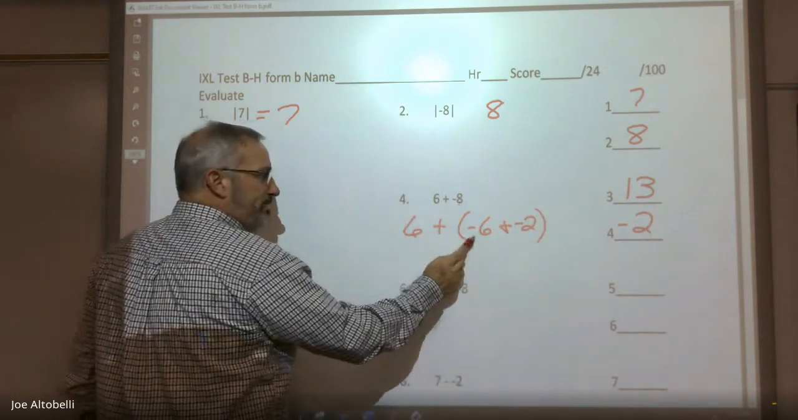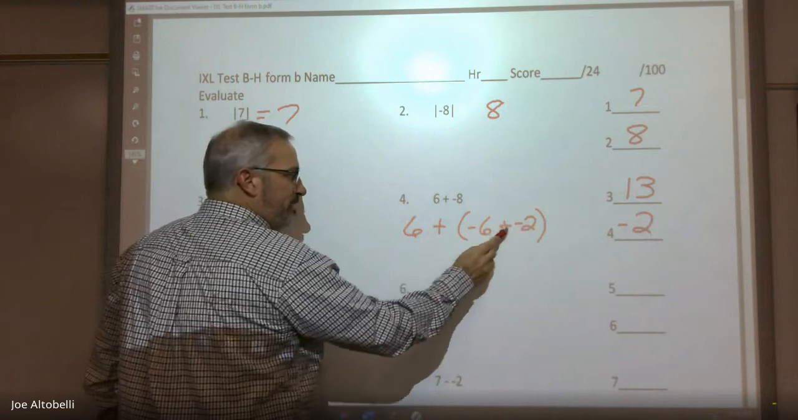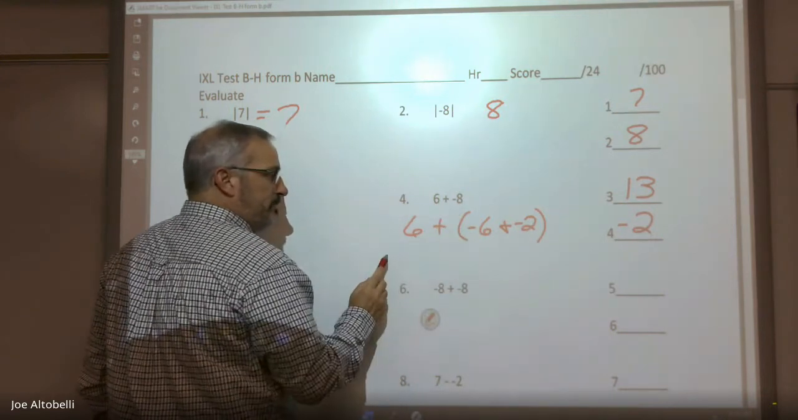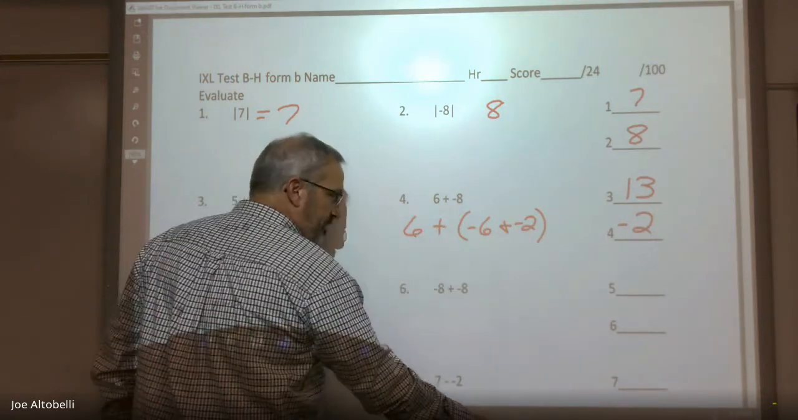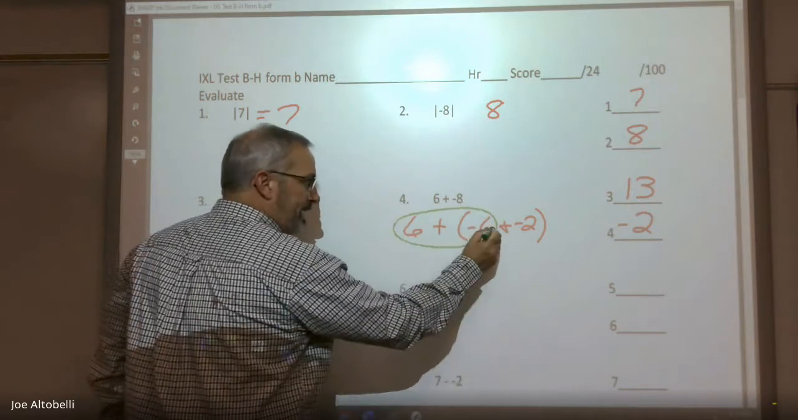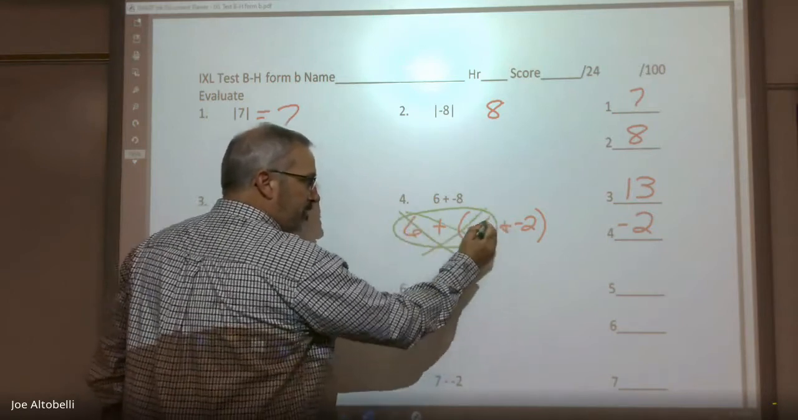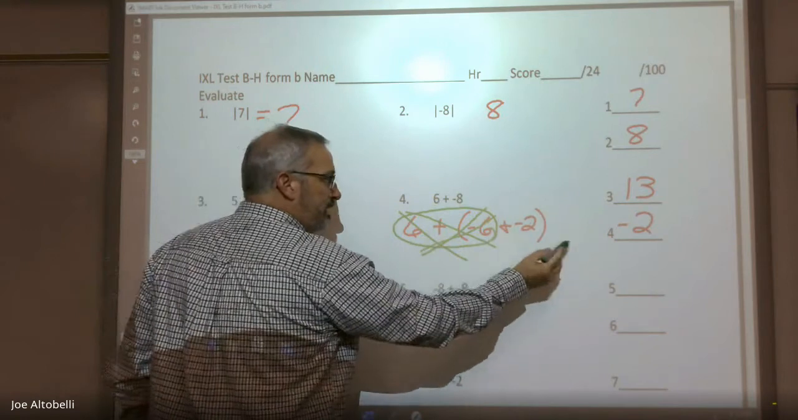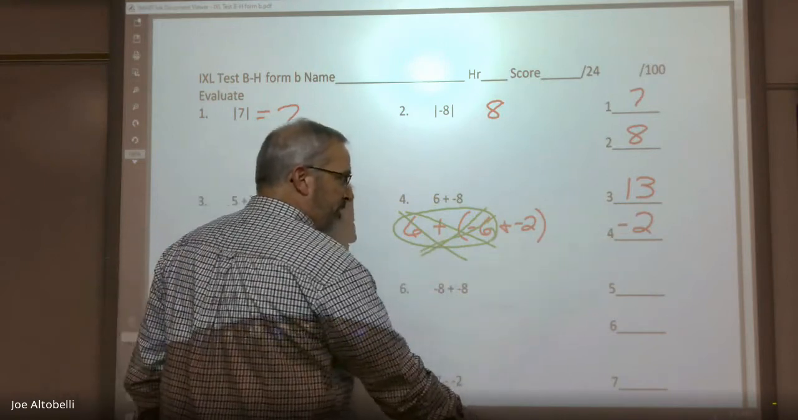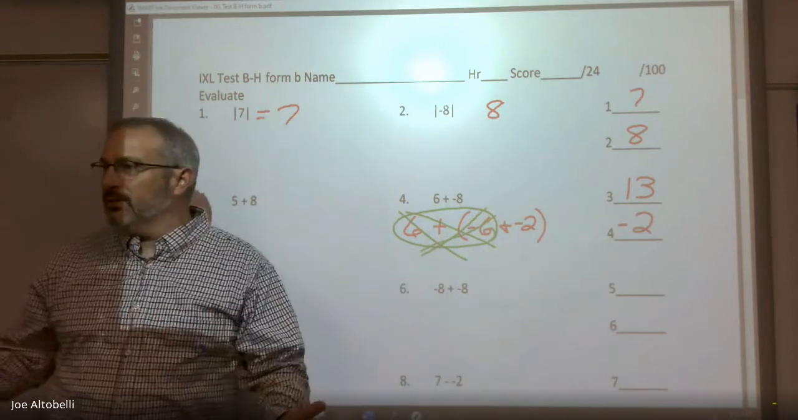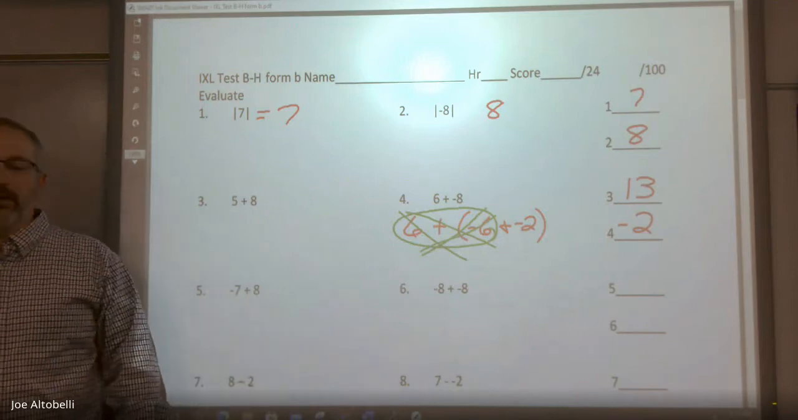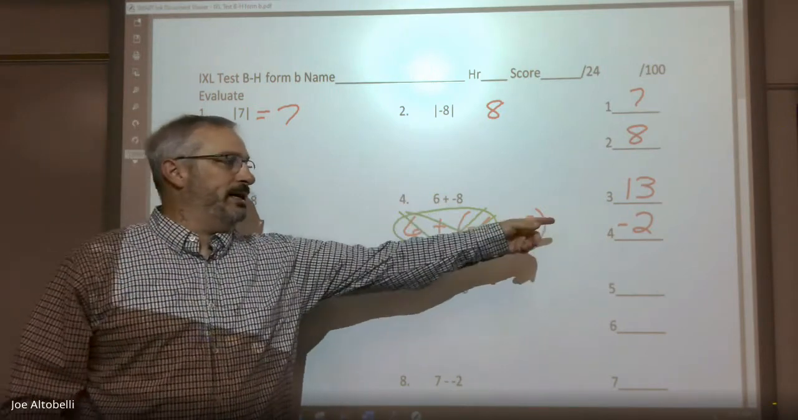The -8 has a -6 and a -2 to get -8. So these 6's cancel, leaving just the -2 left over. Just another way to think about it, another visual for you. 6 plus a -8 is a -2.